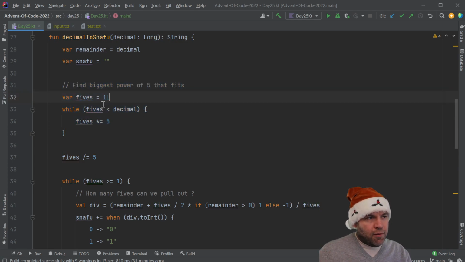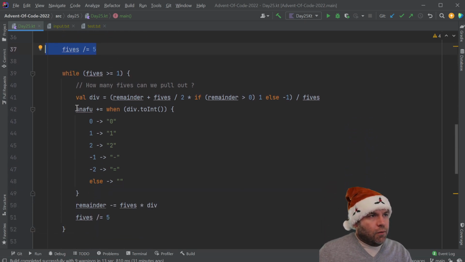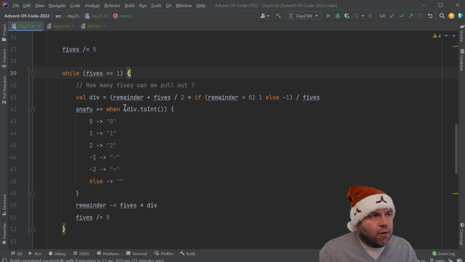We're just going to keep multiplying by 5. When it's too big, we're going to divide by 5. And that's the biggest number or power of 5 we can take out, basically. While 5 is greater than or equal to 1, how many 5s can we pull out? And this is the part that's probably going to trip people up the most: how to pull out all the 5s and leave the negatives in for the remainder of the string.